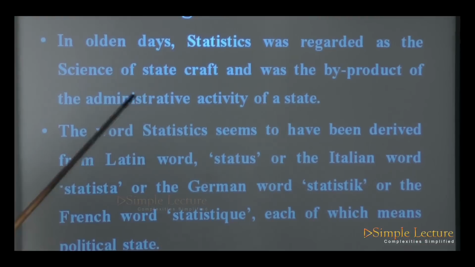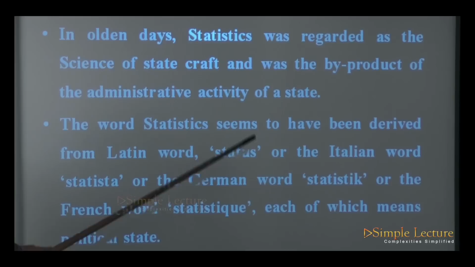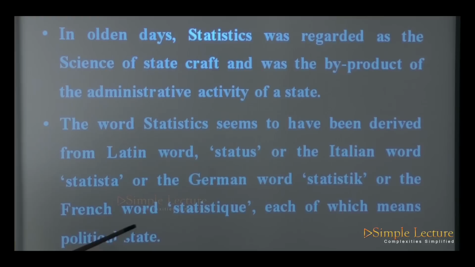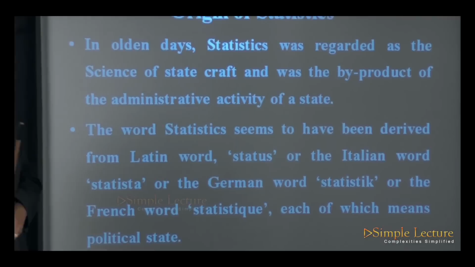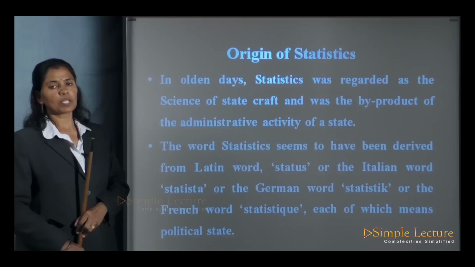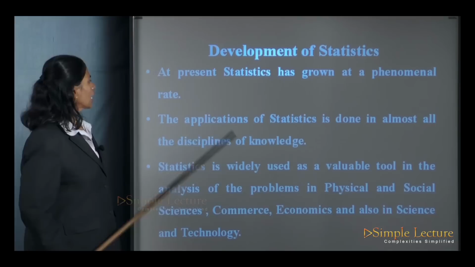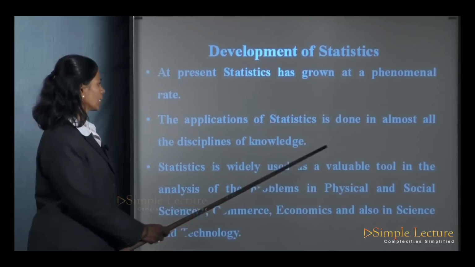The word statistics seems to have been derived from the Latin word status, or the Italian word statista, or the German word statistik, or the French word statistique, each of which means political state. So, in earlier days, statistics was used to express, analyze, or interpret the political state. Now, how did statistics develop? Let us discuss the development of statistics now. At present, statistics has grown at a phenomenal rate. The applications of statistics are found in almost all the disciplines of knowledge.